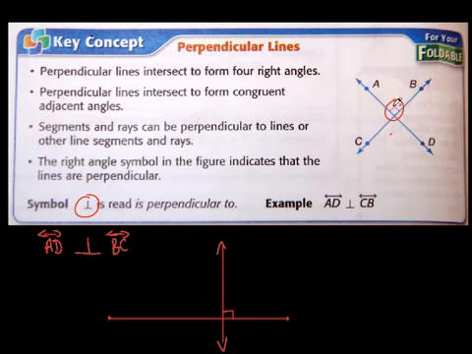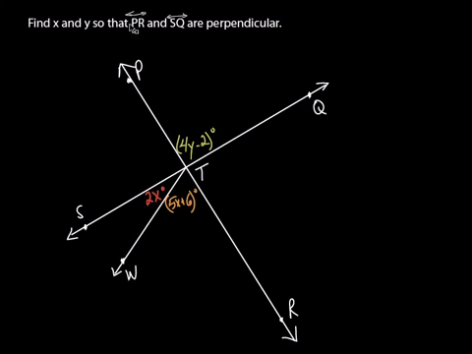Let's do an example. Here's an example they have for the perpendicular stuff that we talked about. Let's see what they tell you. It says find x and y. We're trying to solve for x and y so that line PR and SQ are perpendicular. So here's SQ and here's PR, and it says find x and y so that it makes it perpendicular. If it makes it perpendicular, that must mean that I'm going to have a right angle. You can put it anywhere, but I'm going to put it right here because I thought ahead a little bit. Look at this angle, this 2x, and this angle, this 5x plus 6. That forms a right angle.